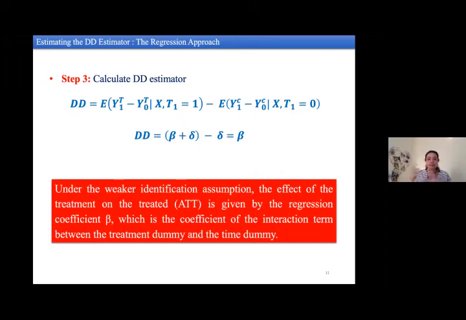So if it's positive and significant, we can conclude that Takaful has a positive significant impact on the income of women. If it's not significant, I can conclude that there is no significant effect of Takaful on the income of women. Is it clear?